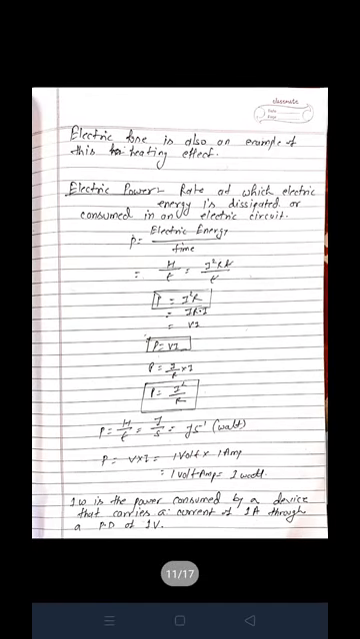An electric fuse is also an example of the heating effect. We use a fuse in our home for safety purposes. That also depends on the heating effect of electric current. We will study in detail about the electric fuse later.